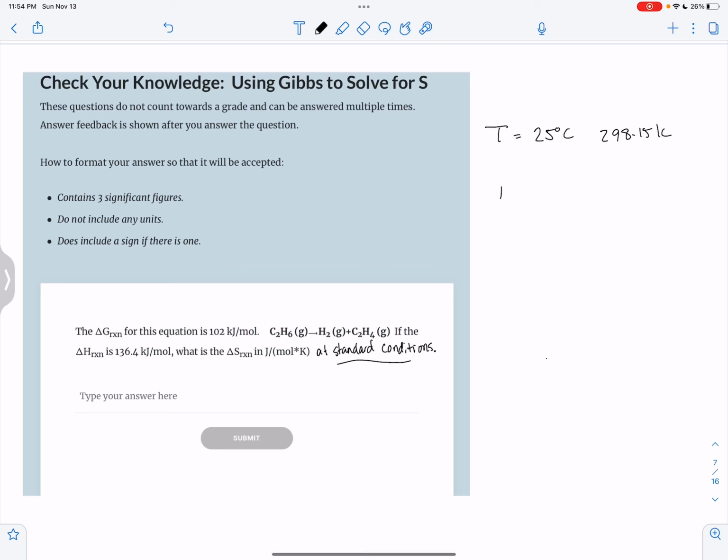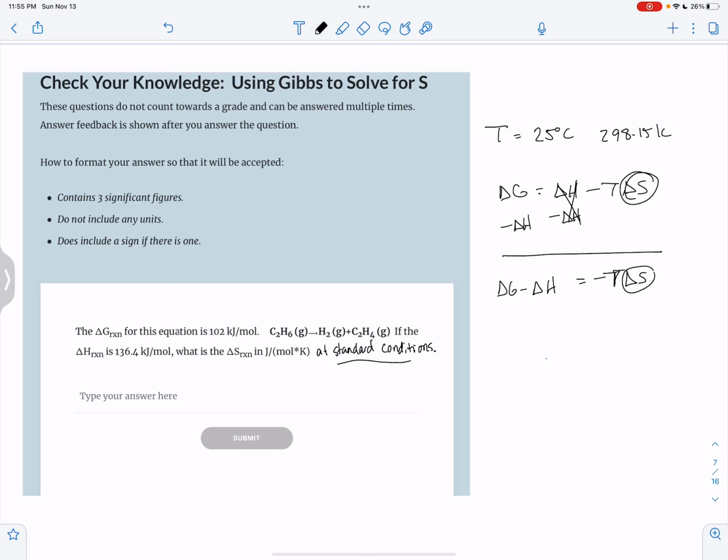And then we have delta G equals delta H minus T delta S. And we're trying to solve for this, so we've got to get that by itself. So we're going to subtract delta H from both sides. And that's going to give us delta G minus delta H, and that term will disappear, equals negative T times delta S.